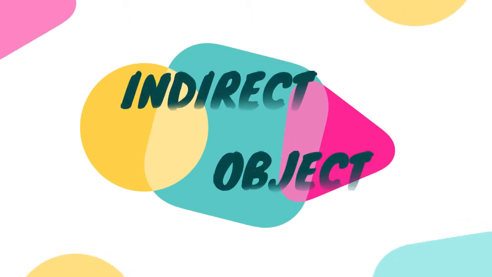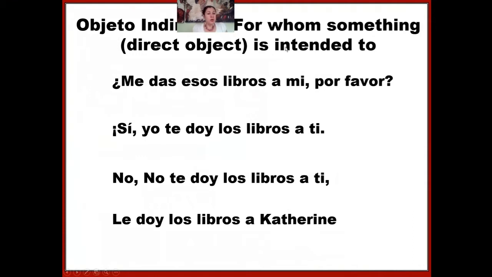So now let's see in more detail what an indirect object is. And I'm gonna give you that explanation with this part, see? Indirect object, for whom something is intended. For whom that direct object is intended. So, ¿me das esos libros a mí, por favor? Look, read this sentence, ¿sí? ¿Me das esos libros a mí, por favor?